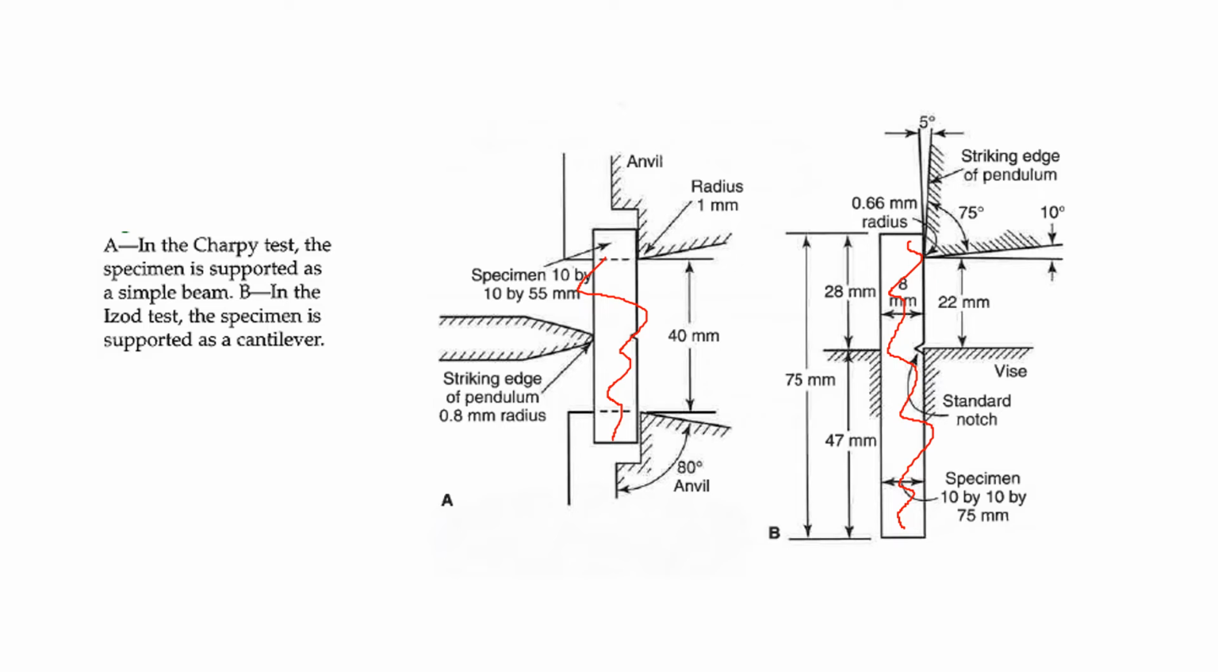Okay, I'm going to erase this. I'm just trying to show you the differences between Izod and Charpy. When you look at it, the first difference that you see is the specimen size, 10 by 10 by 75 and 10 by 10 by 55. And you have a cantilever in Izod, and this one is a pendulum.